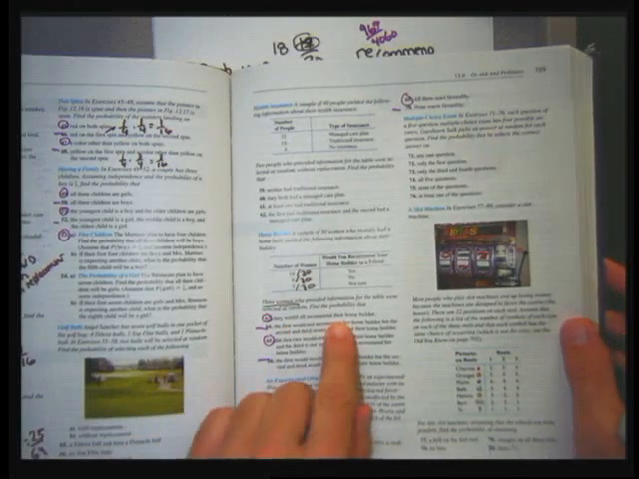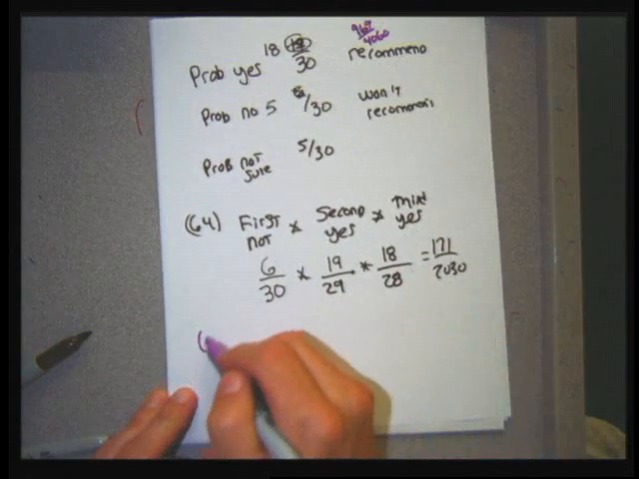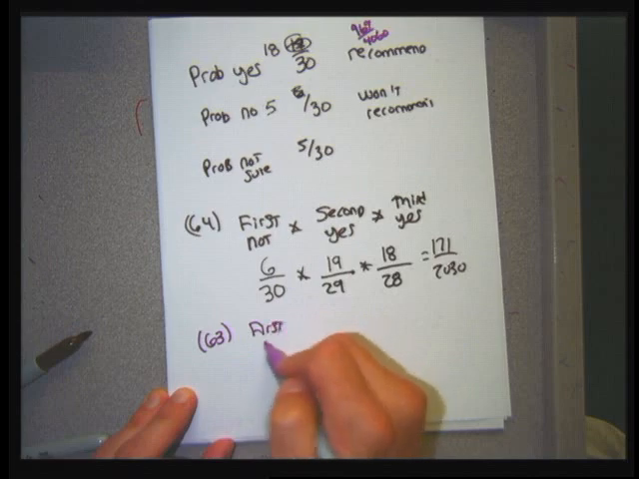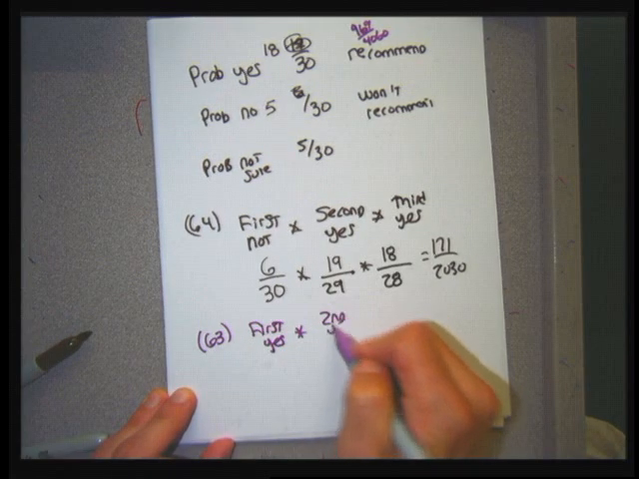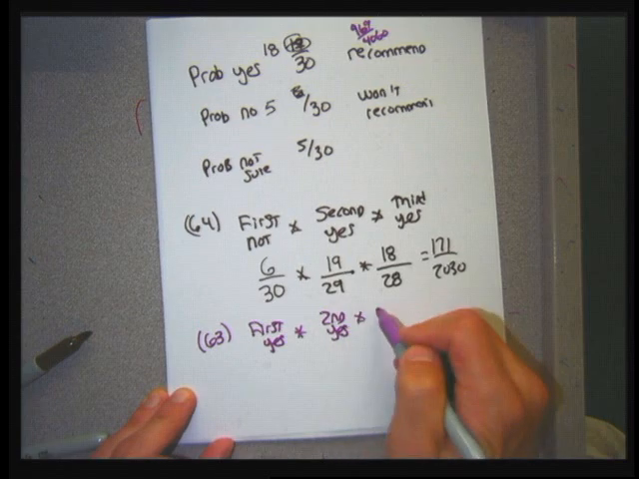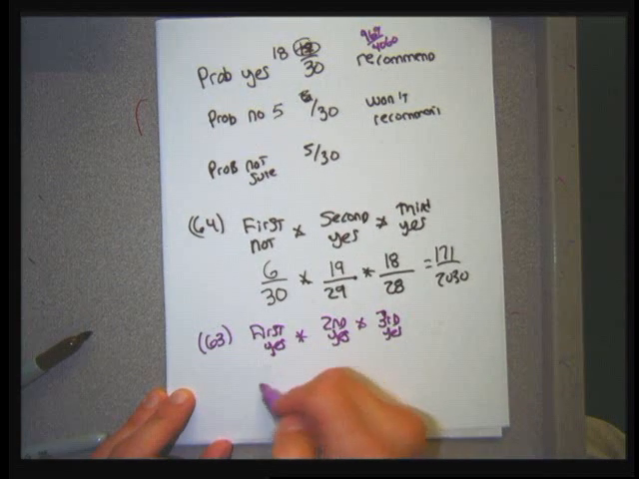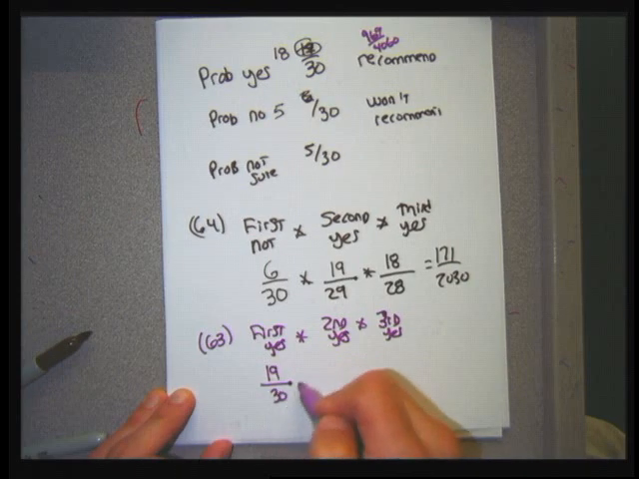63 would be they all recommend their home builder. So if I come backwards and do 63, it's they all would recommend. So the first would say, yes, I recommend it. The second would say, yes, I recommend my builder. And the third would say, yes, I recommend my builder. Well, in general, there's 30 people. There's 19 of them that would say yes.